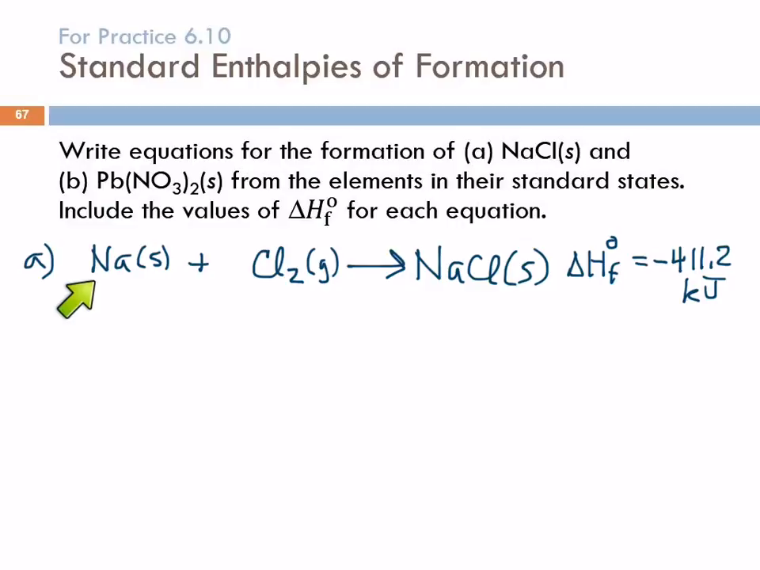Okay, so we've got our standard states here. Is this balanced? No. Normally we would balance this by putting a 2 in front of sodium and a 2 in front of sodium chloride. But we need the product to have a coefficient of 1. And so we're going to put 1/2 as the coefficient for chlorine. Still balanced, it's just not the regular way. Any questions?